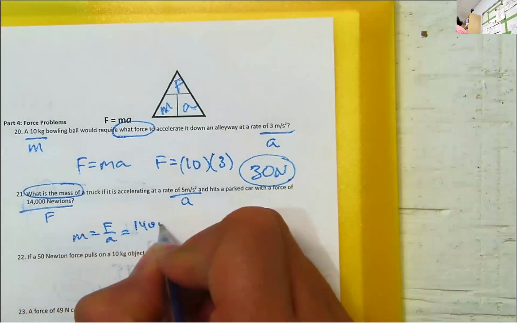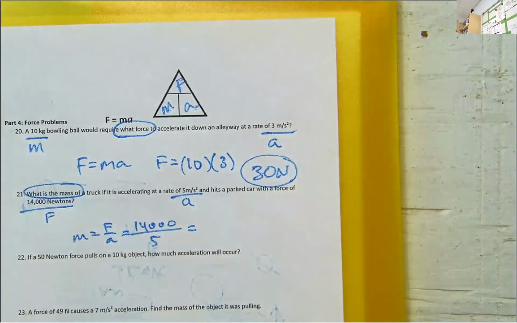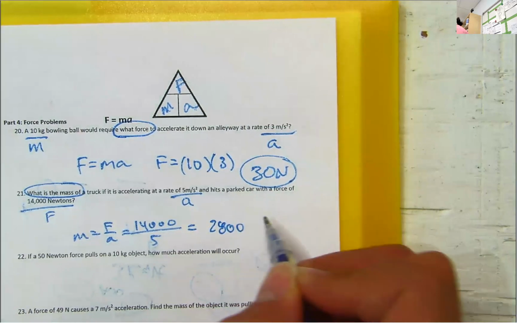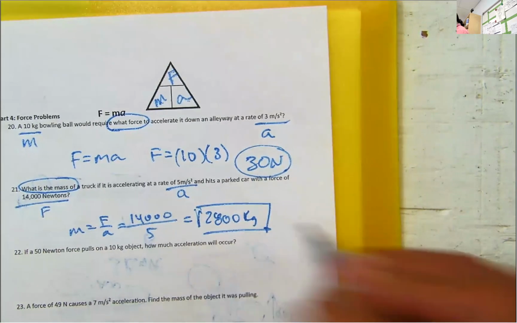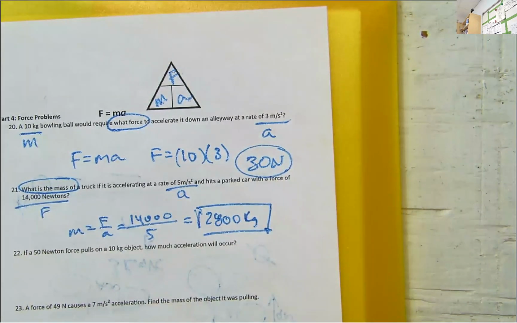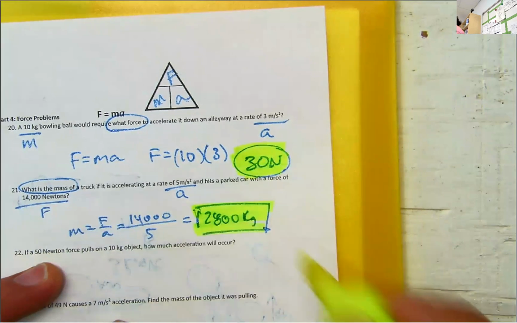The force is 14,000. The acceleration is 5. And so, ooh, that's a big number. What is that? Anybody divide that out? 280. Is it 280? I think it's 2,800 kilograms. So the answer here was 30. The answer here was 2,800 kilograms.